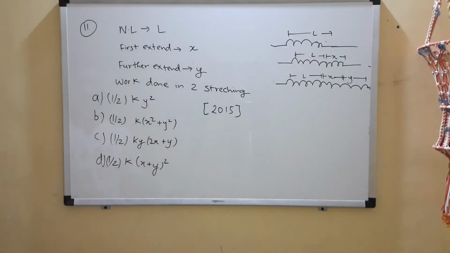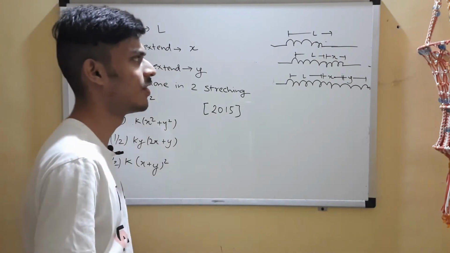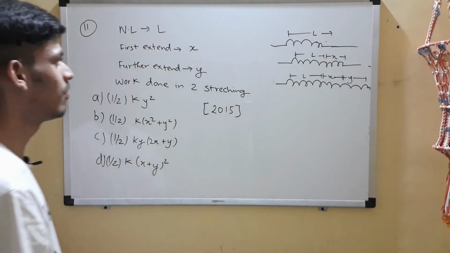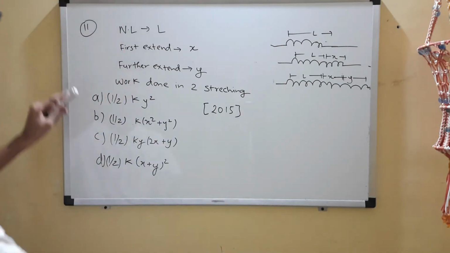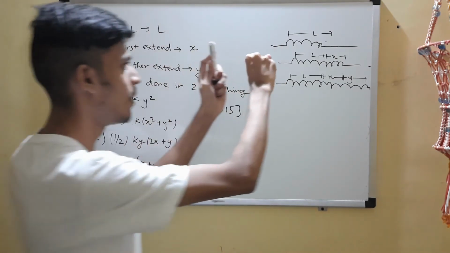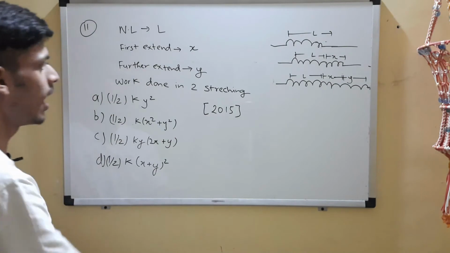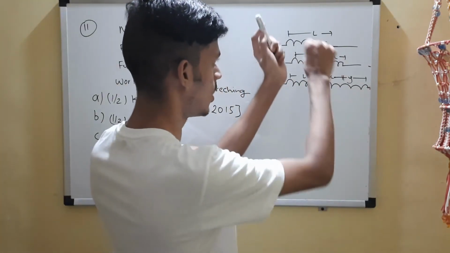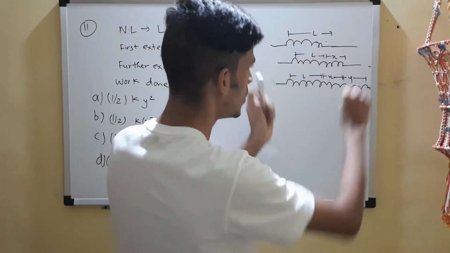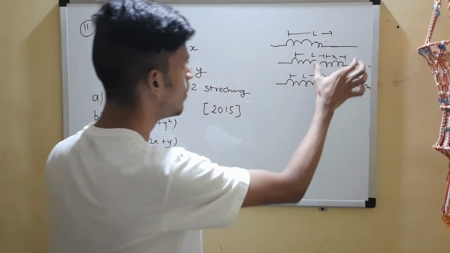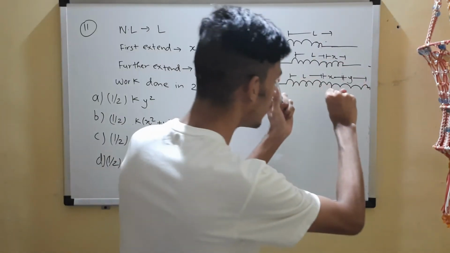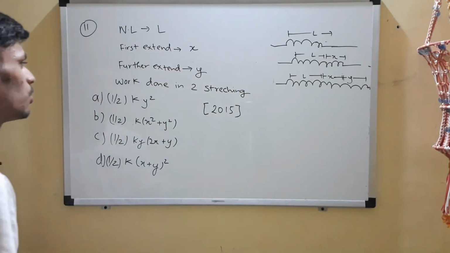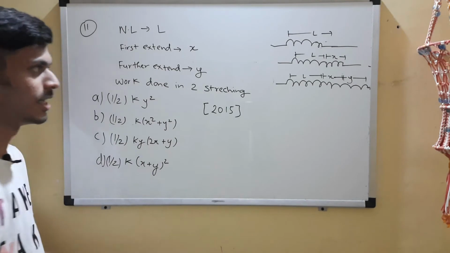Okay, question 11 over here is from BITSAT 2015. Now in this question you have a spring of natural length L. First you extend it by a distance x, and then you further extend it by a distance y, so you do it stepwise. You have to find the work done in the second stretching.